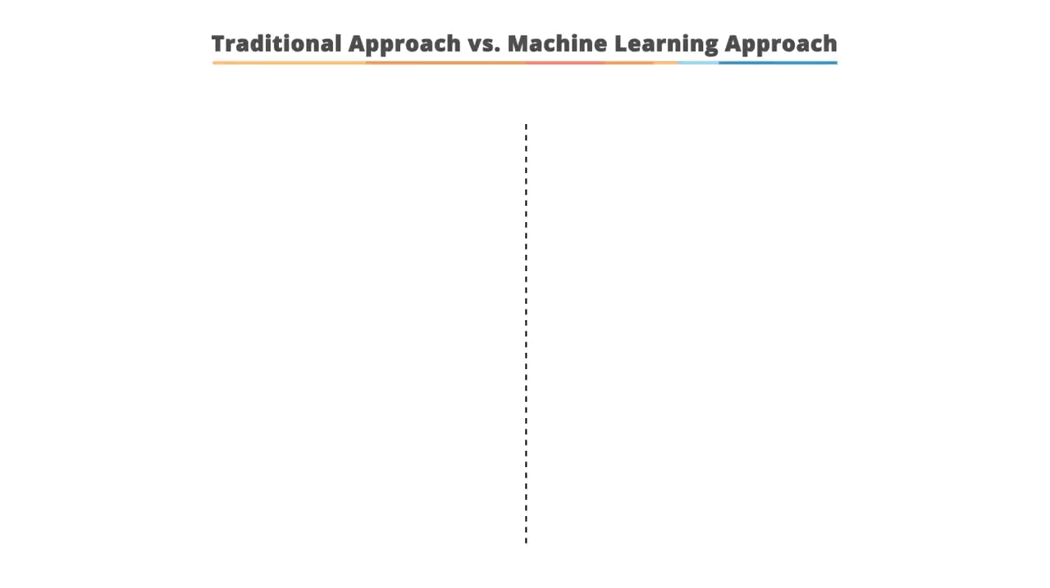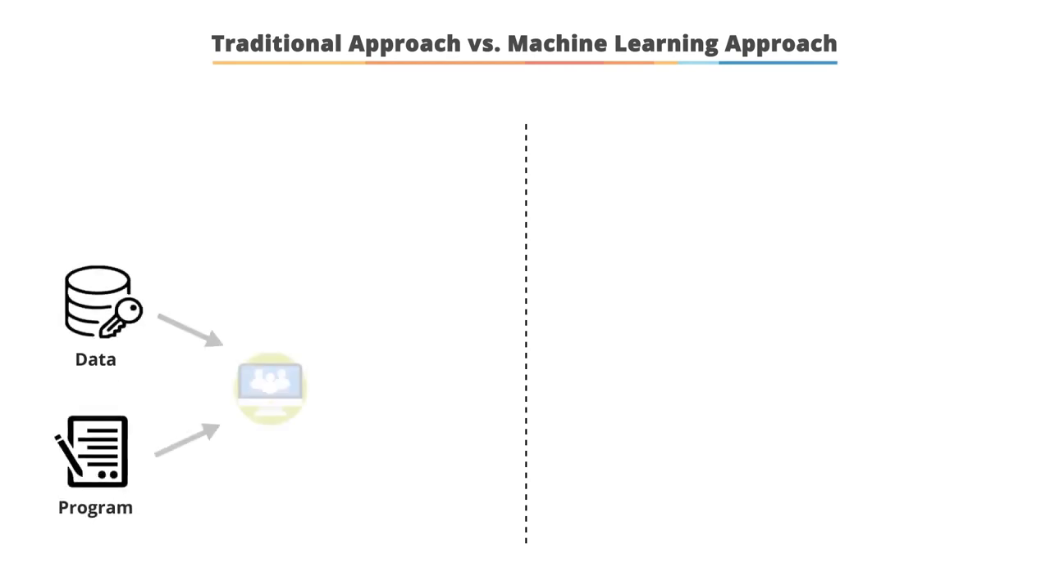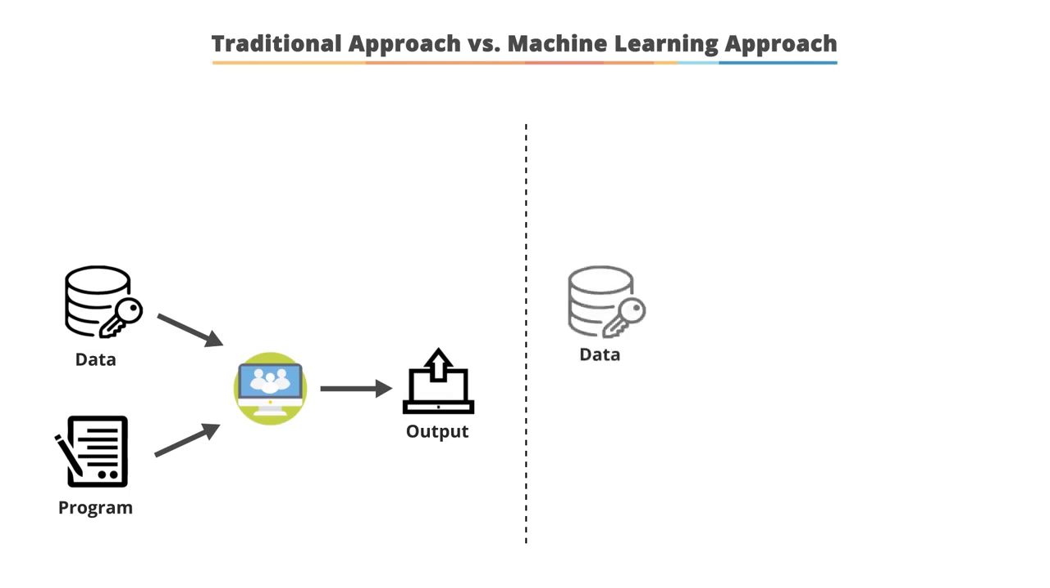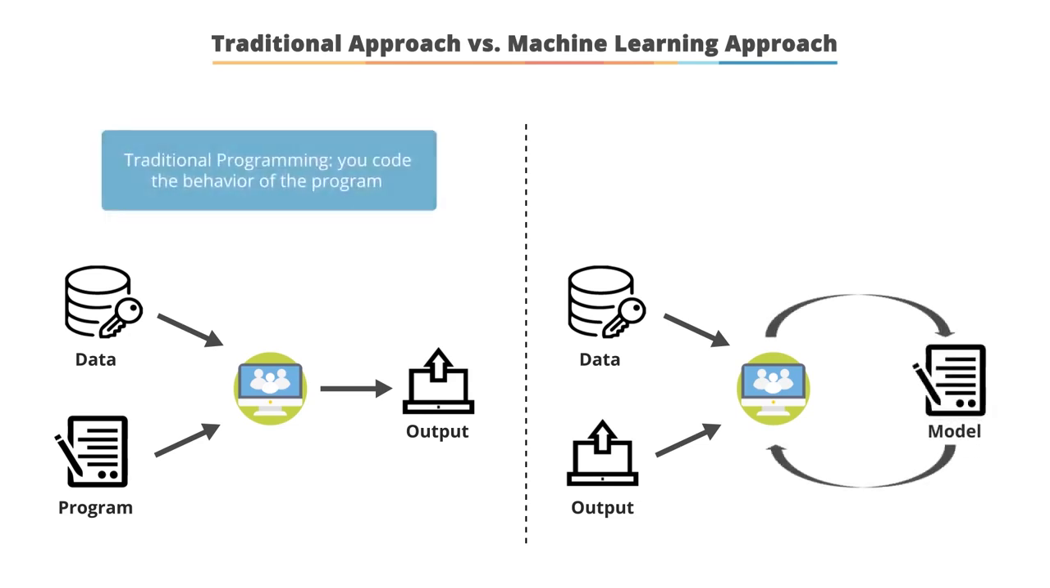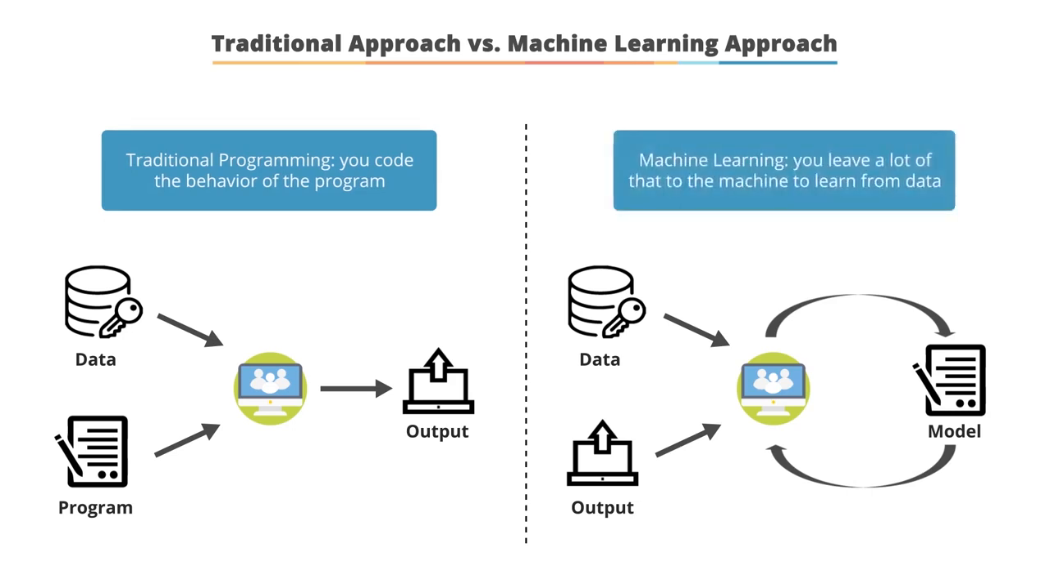So, what is the actual difference between traditional programming and machine learning? In traditional programming, data and program is provided to the computer. It processes them and gives the output. However, the machine learning approach is very different. In machine learning, algorithms are applied on the given data and output. The result of the applied algorithm and calculations is a learning model that helps the machine to learn from the data. In traditional programming, you code the behavior of the program, but in machine learning, you leave a lot of that to the machine to learn from data.